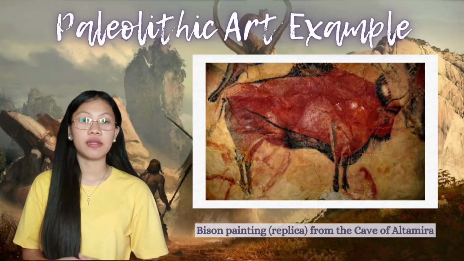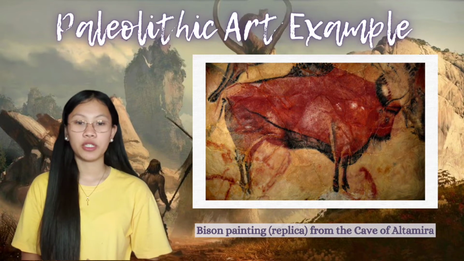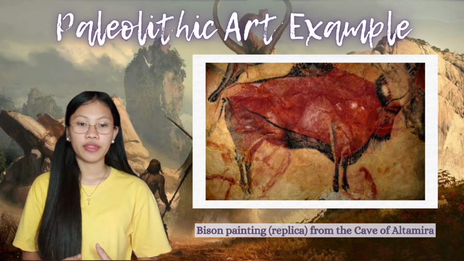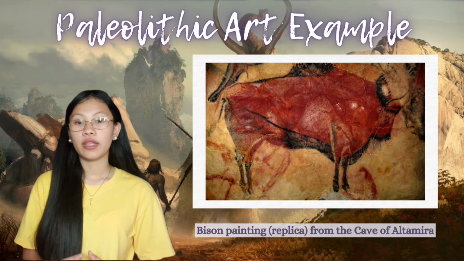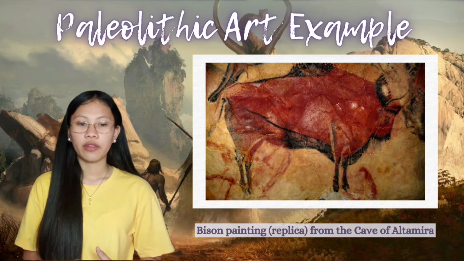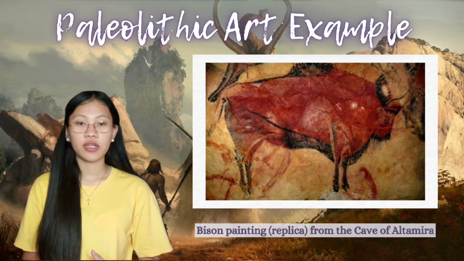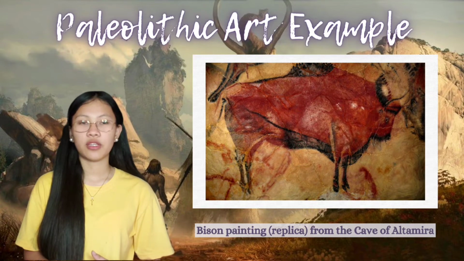Another example is the bison painting from the cave of Altamira. As you can see in the picture, this art has either black or red pigments. The reds were made with hematite, while the blacks were made with charcoal. The Altamira bison is part of a large series of works discovered in the Altamira cave. The drawings are dated between 17,000 to 12,000 years ago.